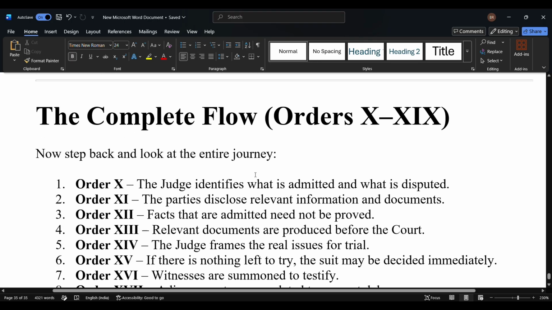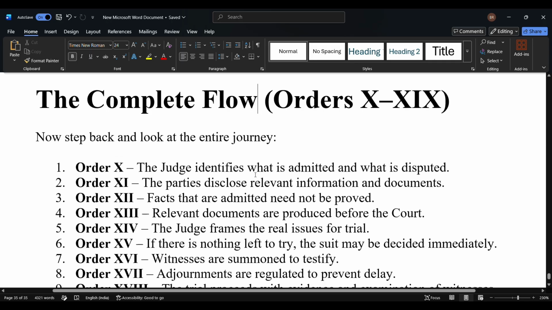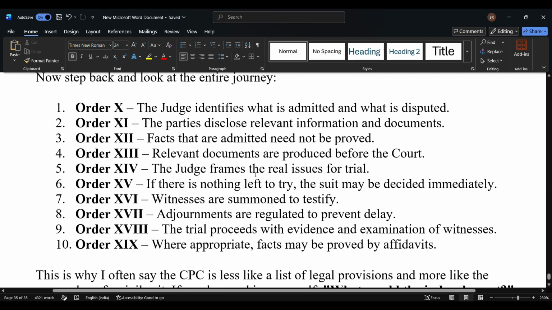The complete flow, Orders X to 19. Now step back and look at the entire journey. Order X: the judge identifies what is admitted and what is disputed. Order 11: the parties disclose relevant information and documents. Order 12: facts that are admitted need not be proved. Order 13: relevant documents are produced before the court. Order 14: the judge frames the real issues for trial. Order 15: if there is nothing left to try, the suit may be decided immediately.